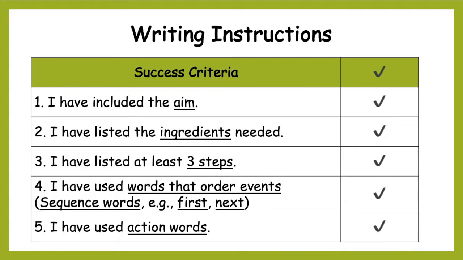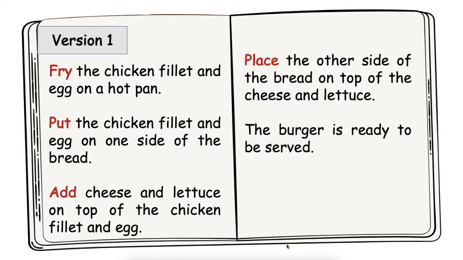Putting it together in a table, you know that he included the aim, the ingredients, he listed at least 3 steps, he used sequence words, and he used action words. These are the 5 things that we are going to look out for when you do your own set of writing. The 5 elements. Mr. Dawood's recipe was very clear. We knew exactly what he wanted us to make, what he wanted us to prepare, and how we would go about doing it. Now, let's look at another example.